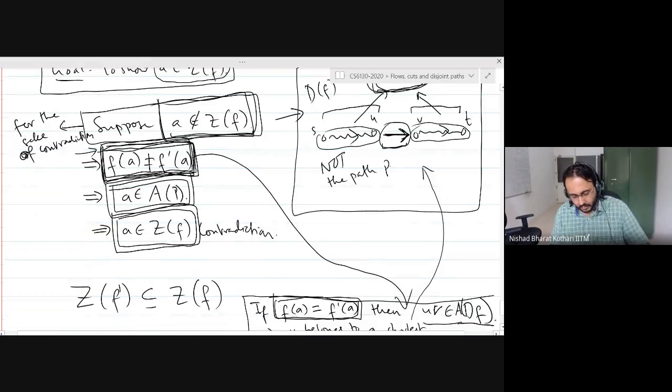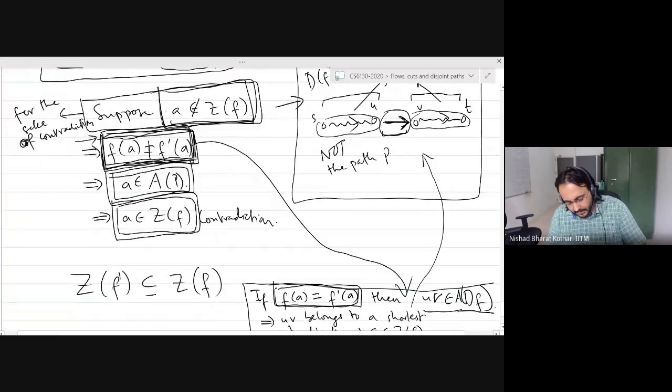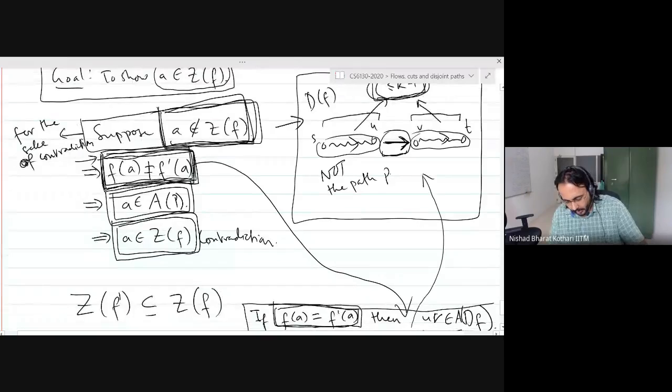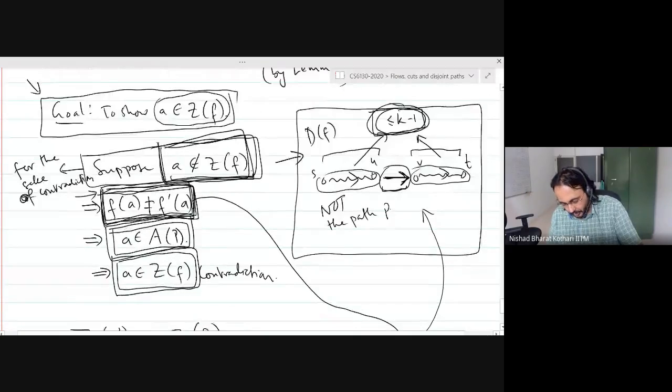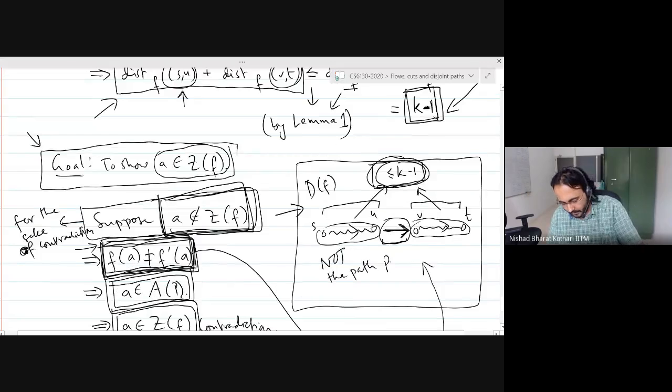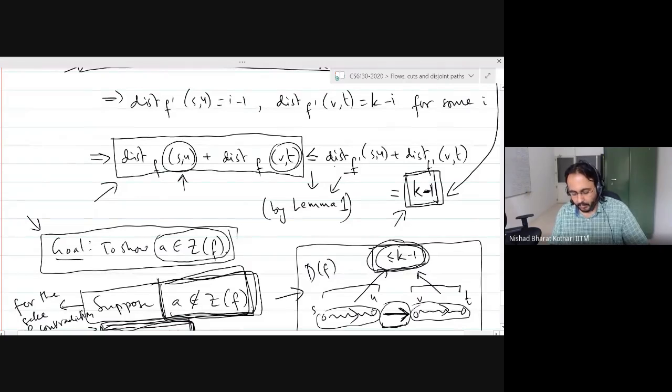So let me try to convince you. I claim that under this assumption, the flow on the arc A must have changed going from F to F prime. When I say flow here, I mean the F of A and F prime of A. This would have changed. So supposing it does not change. Well, if it does not change, then let's go back to this drawing. There is a path from S to U, and there is a path from V to T, and the distance, if you add up, is less than or equal to K minus 1. Remember? This is something we have already proved.